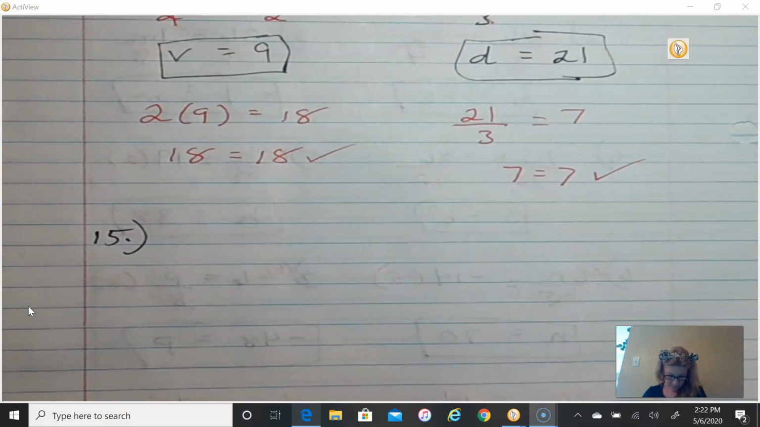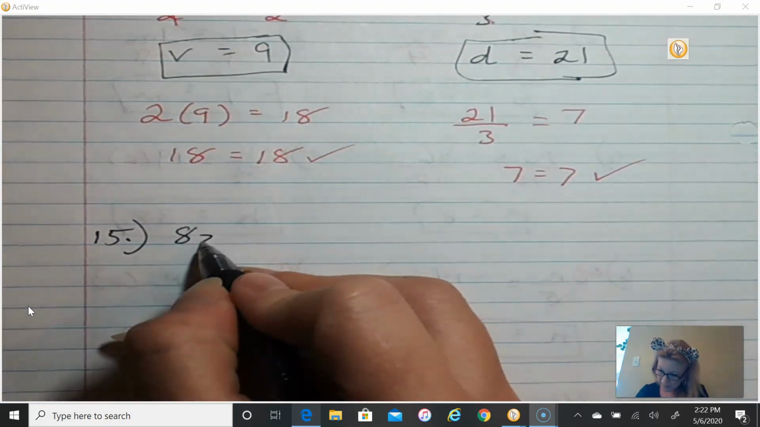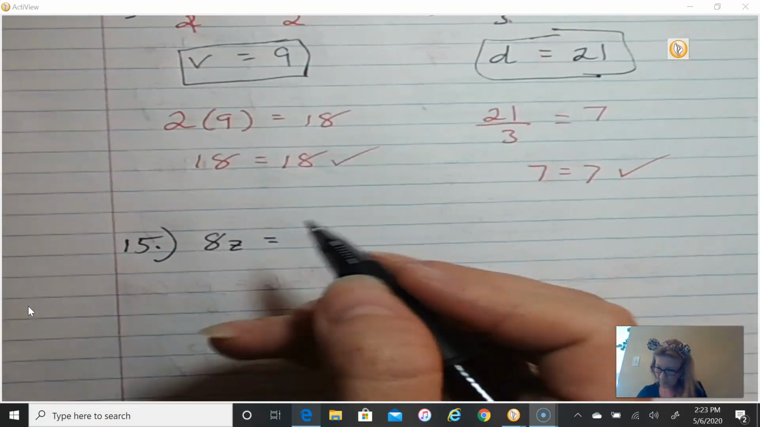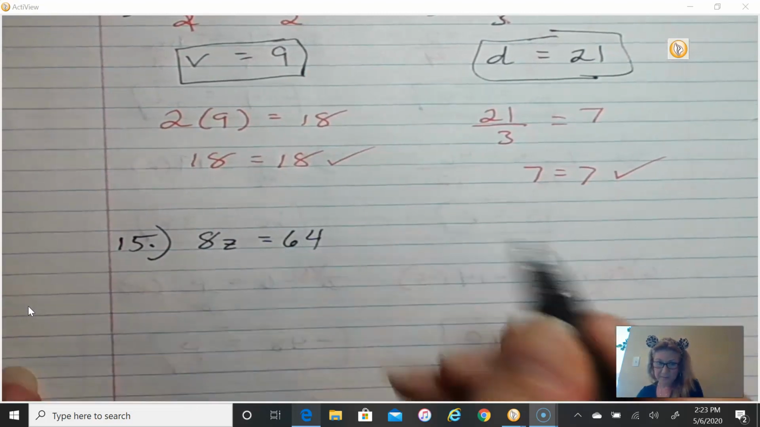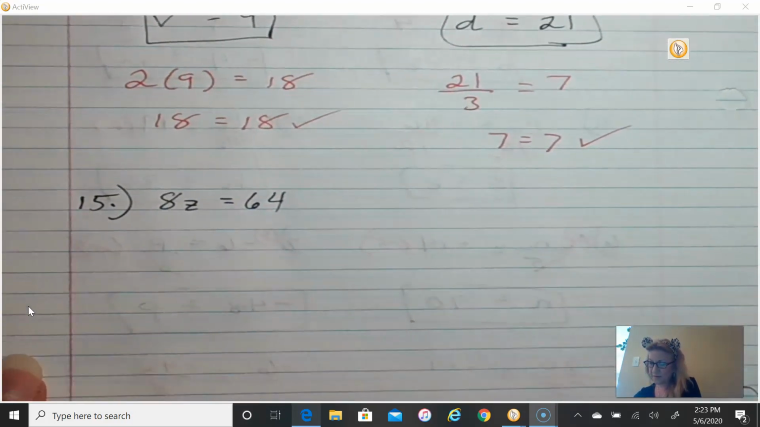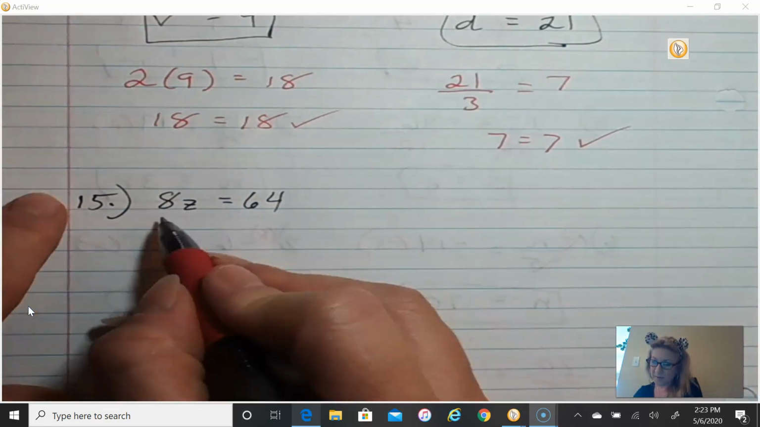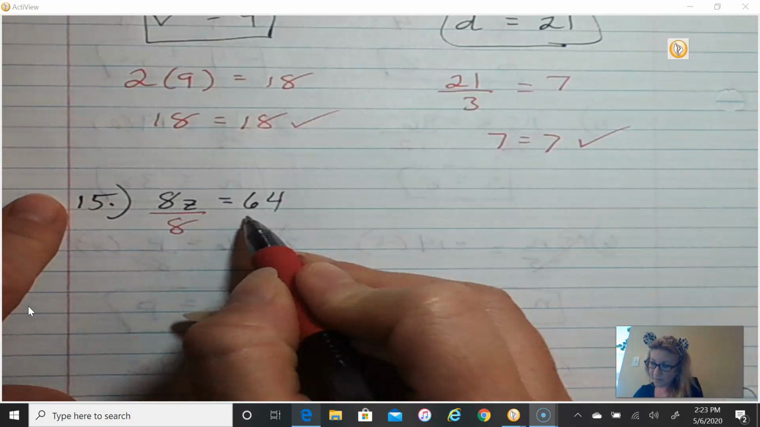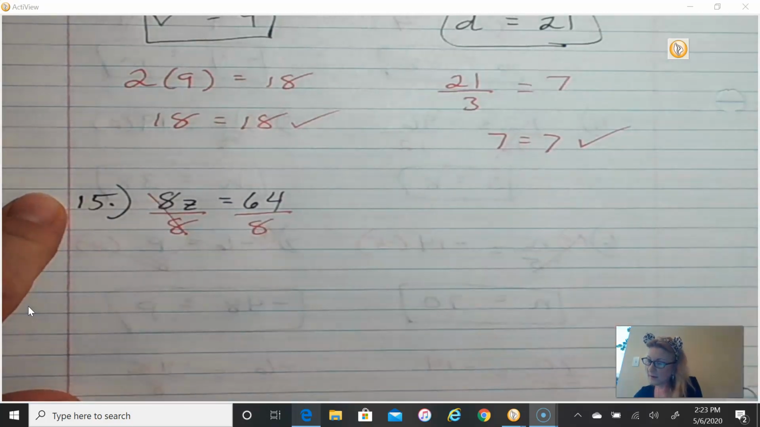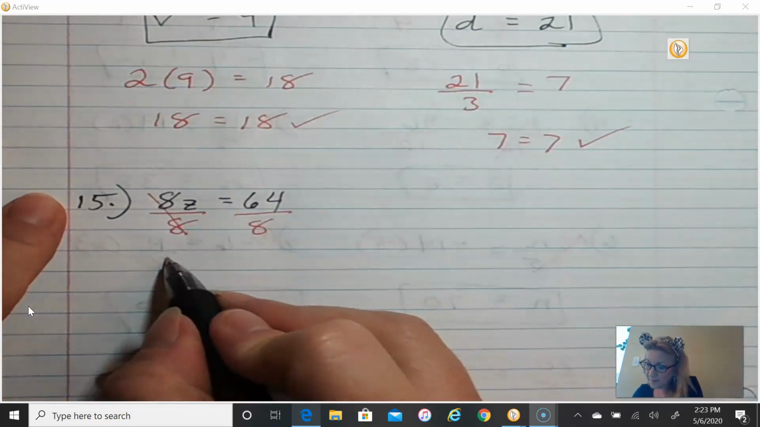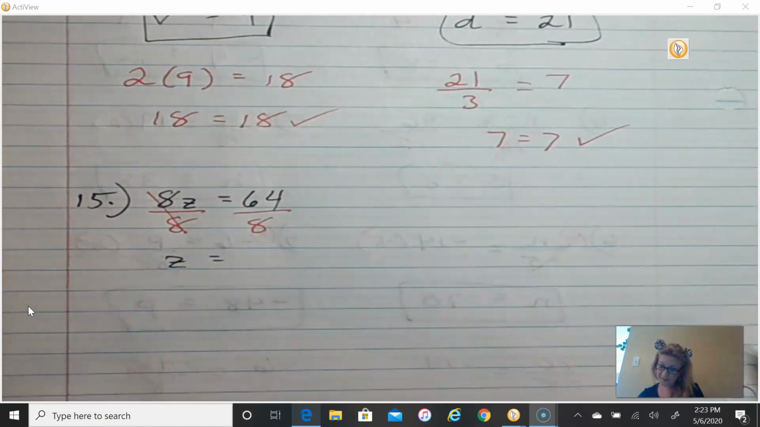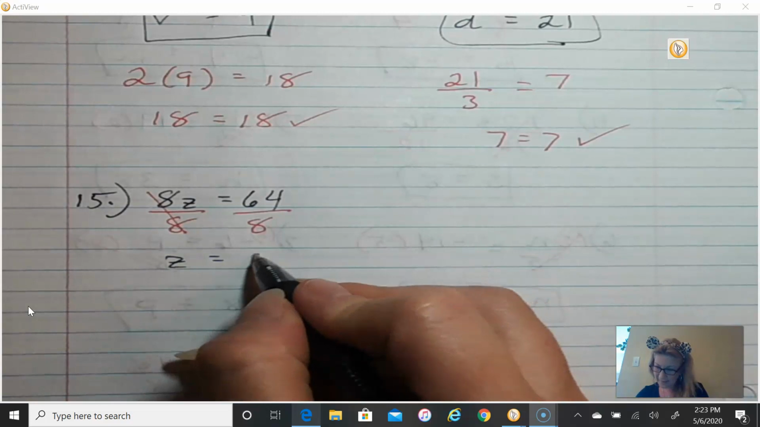15, 8z equals 64. Okay, so we're isolating the variable. We're multiplying right here, so the opposite is going to be division. So I'm going to divide both sides by 8, and I'm left with z equals, what is 64 divided by 8? It's 8.